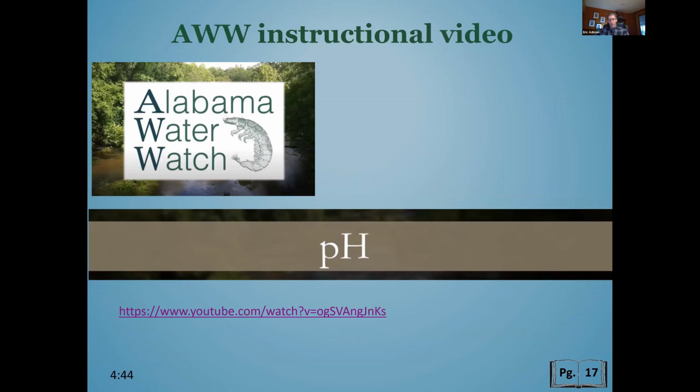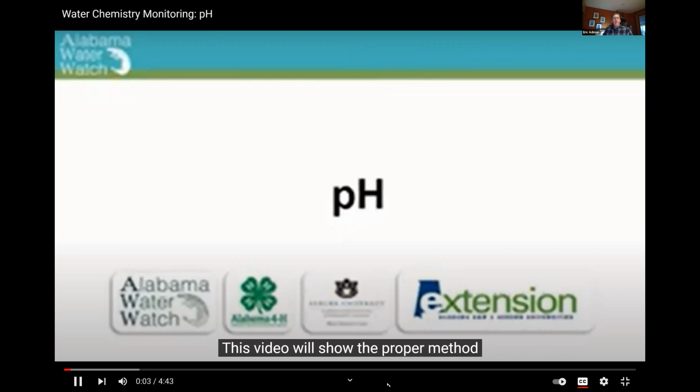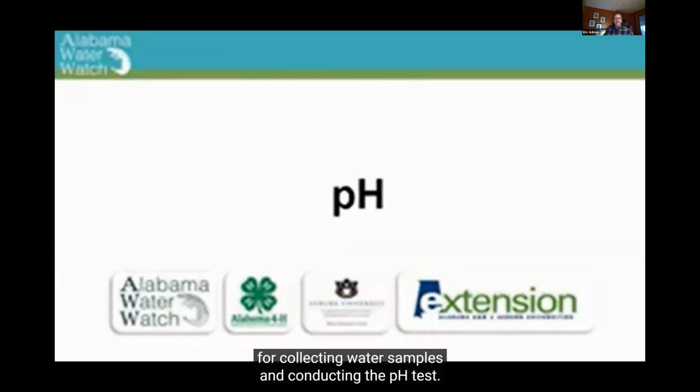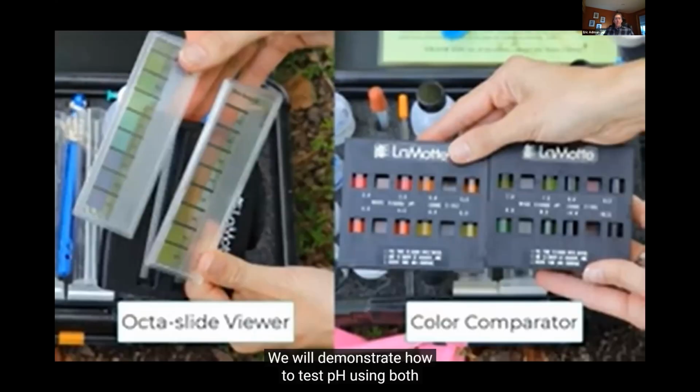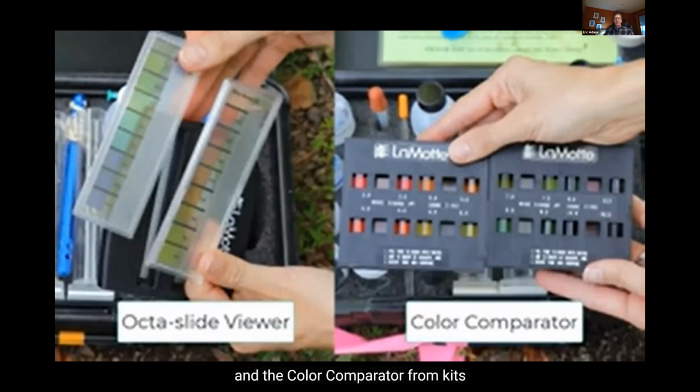So we're going to watch a short demonstration video on pH. This video will show the proper method for collecting water samples and conducting the pH test. We will demonstrate how to test pH using both the OctaSlide viewer, which has been included in LaMotte kits since 2013, and the color comparator from kits purchased before 2013. The methods used with each version of the test are relatively similar and produce credible results if conducted correctly.